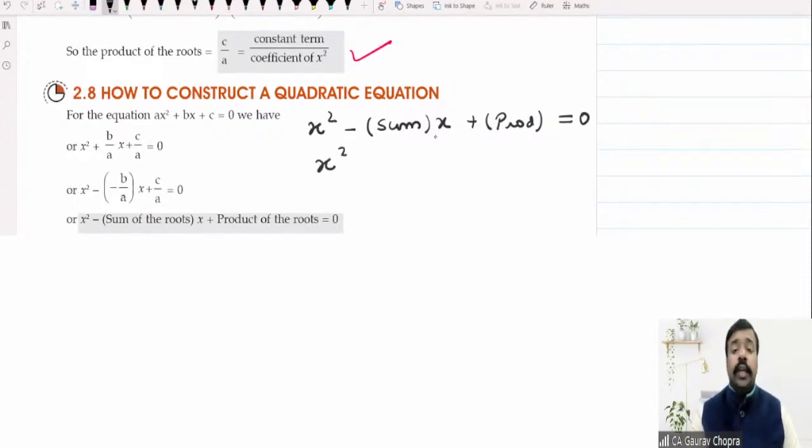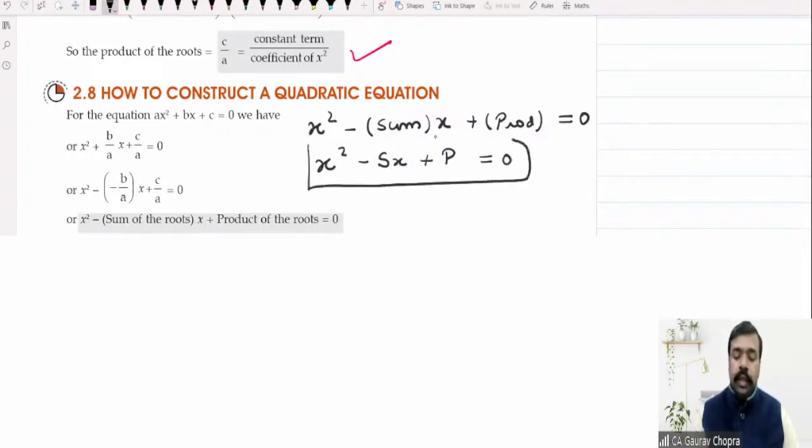In short, we can write it as x square minus s x plus p equal to 0, where s is the sum, x is the variable, and p is the product. So in this manner, we can form the quadratic equation. If we have the sum and the product, we can prepare this equation.